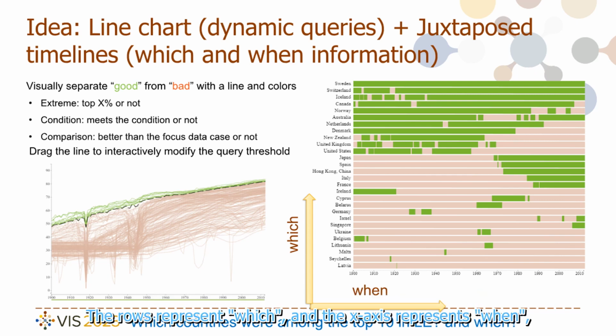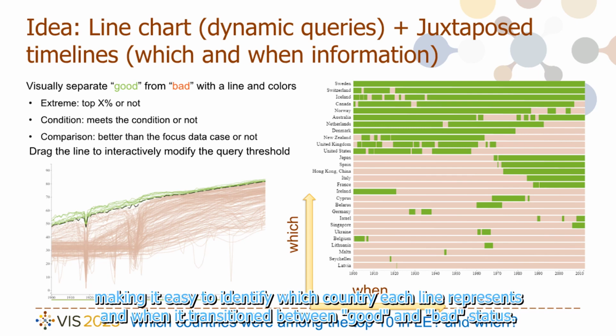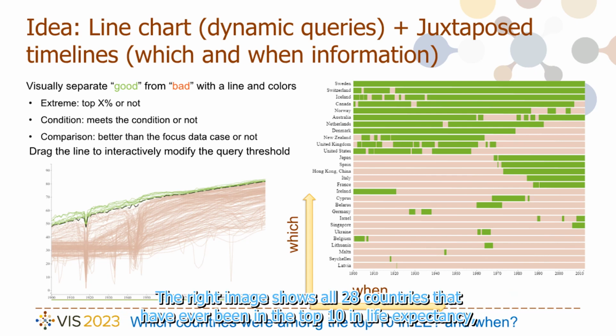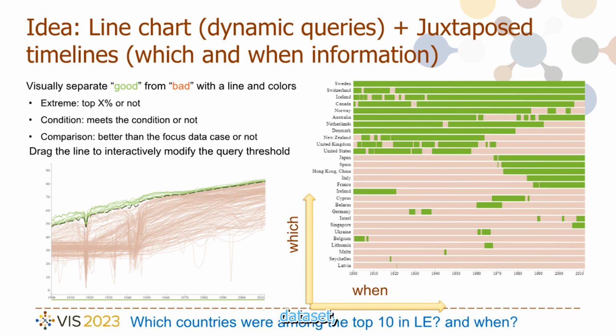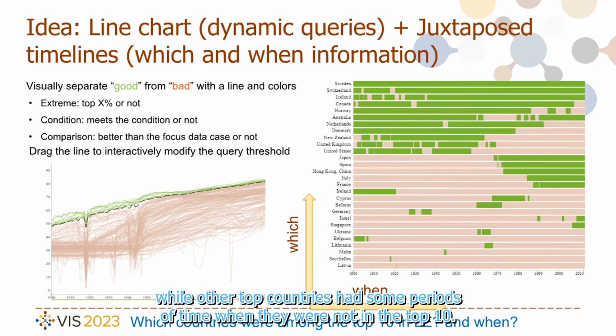The rows represent which, and the x-axis represents when, making it easy to identify which country each line represents and when it transitioned between good and bad status. The right image shows all 28 countries that have ever been in the top 10 in life expectancy, aka has 1 or more green parts in its row. At the top of the image, you can see that Sweden has never dropped out of the top 10 in the dataset, while other top countries had some periods of time when they were not in the top 10.